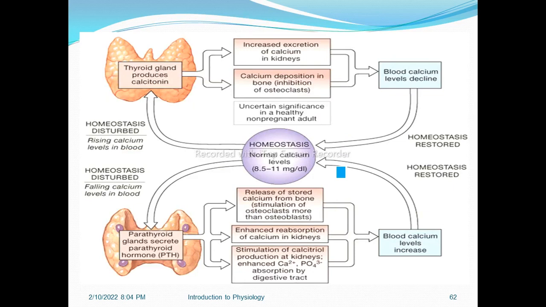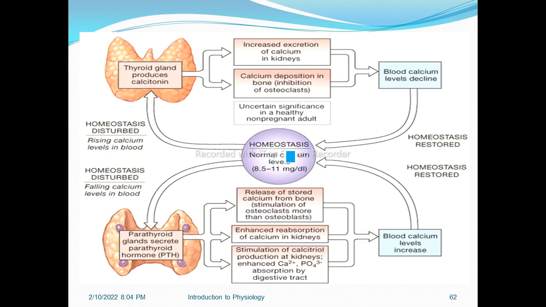The second type is homeostasis of calcium. The normal calcium level is 8.5 up to 11 milligrams per deciliter. This is homeostasis. But in the case of homeostasis being disturbed, for instance, a rise in calcium level in the blood, the thyroid gland produces calcitonin. By that time, calcitonin increases excretion of calcium in the kidney, and also calcium deposition in bone or inhibition of osteoclasts will be raised. So by this time blood calcium level declines, and homeostasis will be restored.